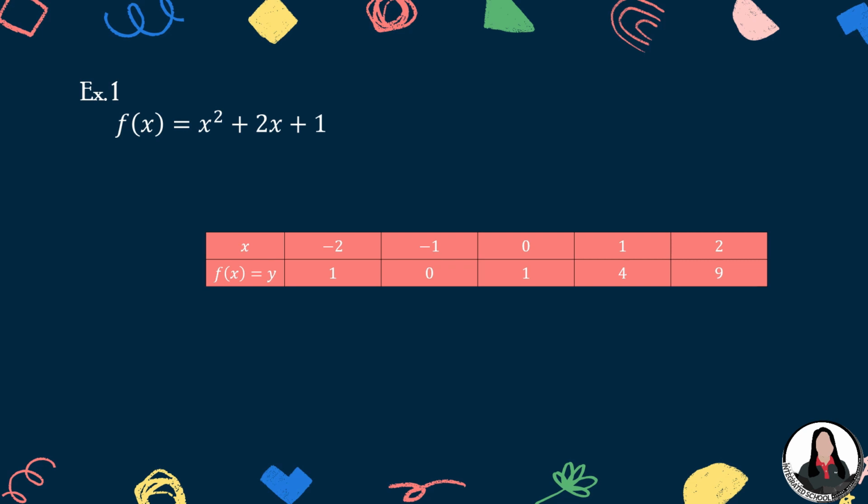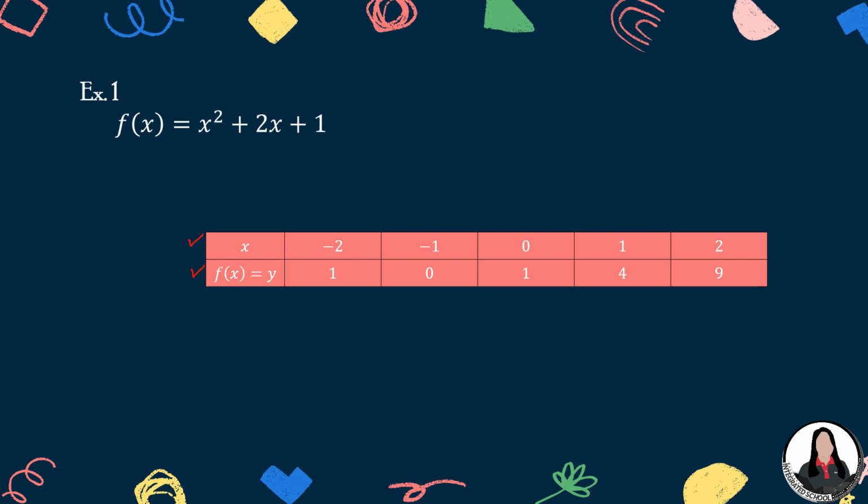For this example, as you can see, we have two rows for our quadratic function represented in a table of values. We have the value of x and the value of y, or f of x. The values of x come from the number line: negative 2, negative 1, 0, 1, and 2.